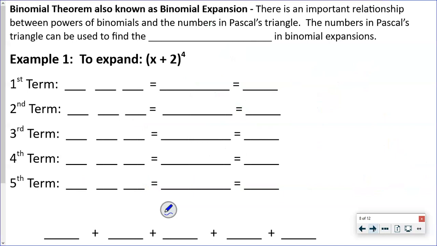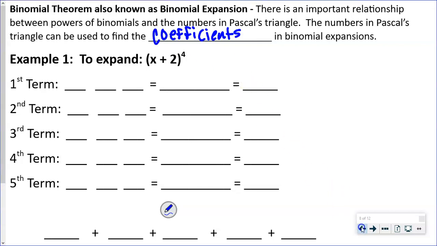Now what we're going to do is some binomial expansion. So this says binomial theorem, also known as the binomial expansion. There's an important relationship between the powers of binomials and the numbers in Pascal's triangle. And the numbers in Pascal's triangle can be used to find the coefficients in binomial expansion. So this is x plus 2 to the fourth.